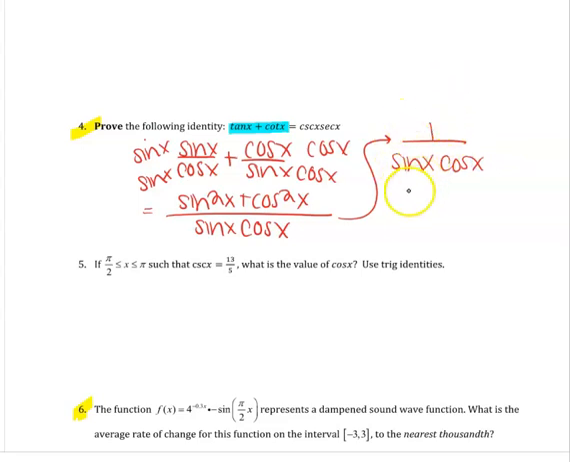1 over sine of x is cosecant of x. 1 over cos of x is secant of x. And that's what we were looking to prove.